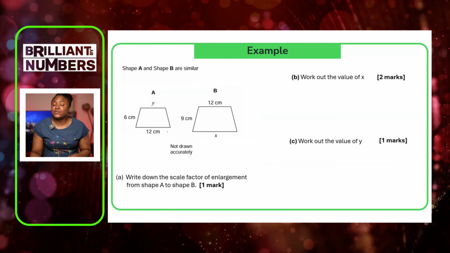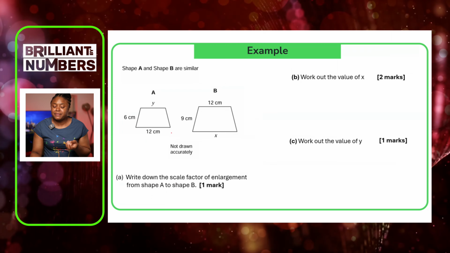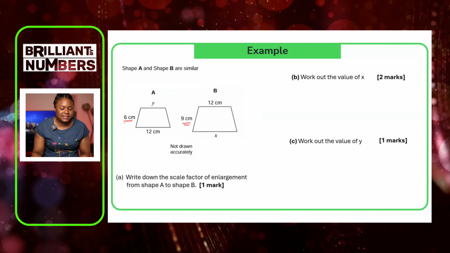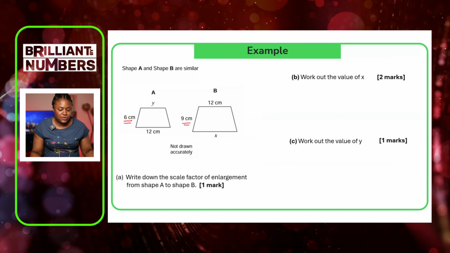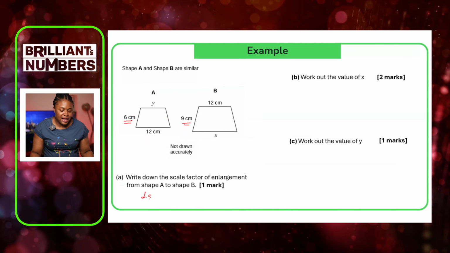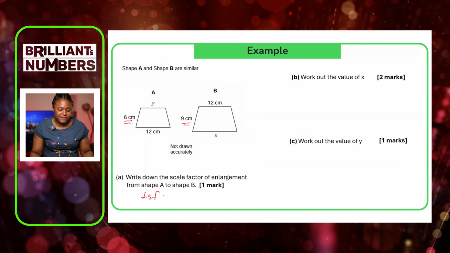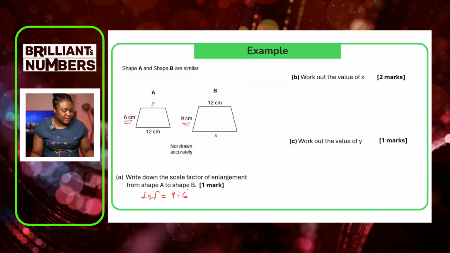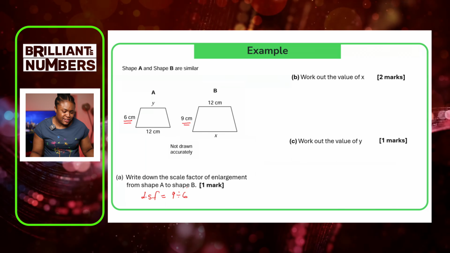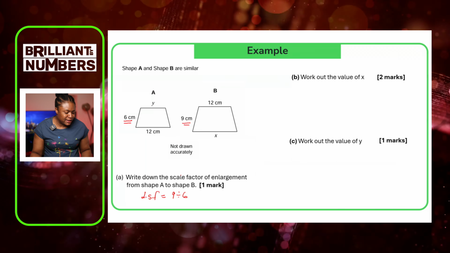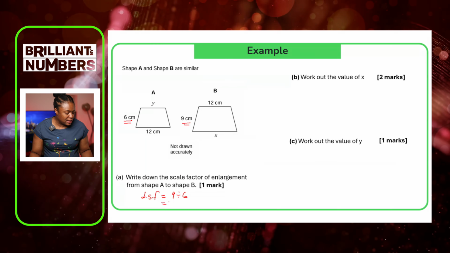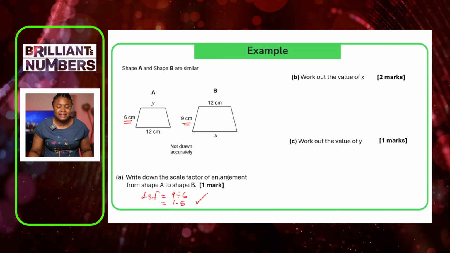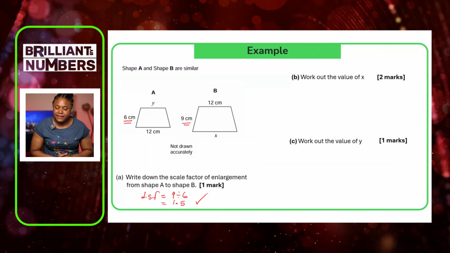So I need to look for the two sides on both shapes that I've got. So I've got 9 here and I've got 6 here. So the LSF, linear scale factor, is equal to 9 divided by 6. You can just put that in your calculator in the interest of time. So 9 divided by 6 gets me 1.5. So my linear scale factor is 1.5.